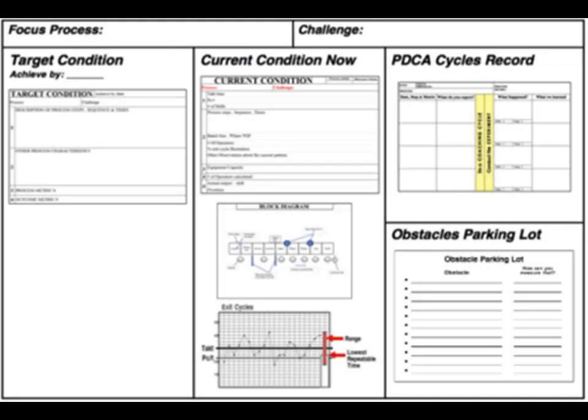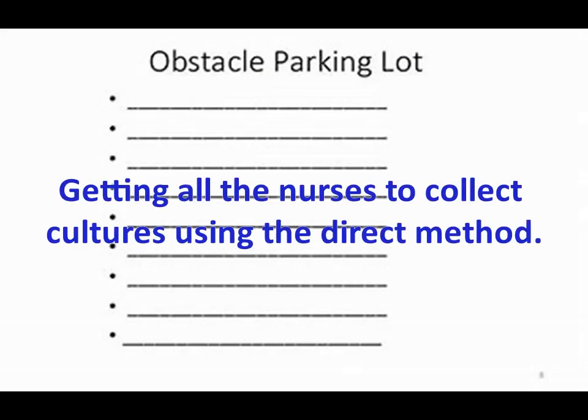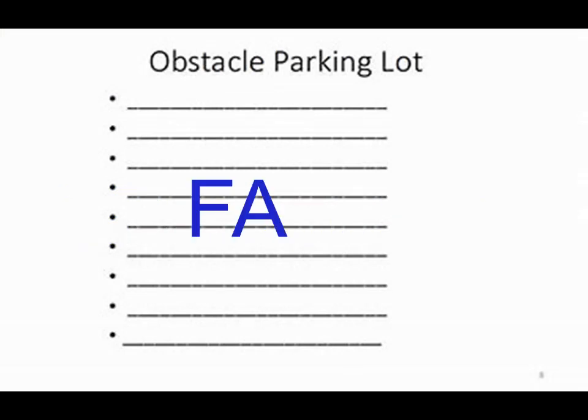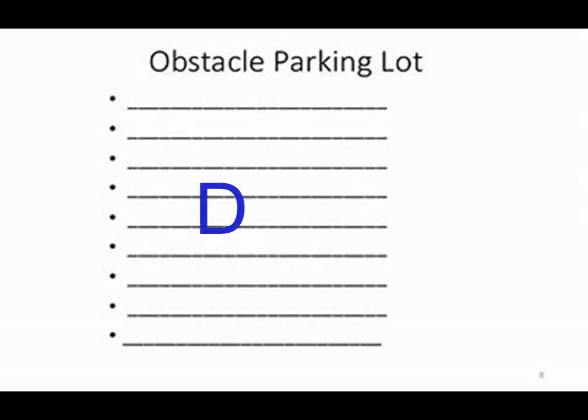So let's look at an example. Our target condition is going to be that our blood culture contamination rate is less than 2%. The following is an example of a current obstacle: getting all the nurses to collect cultures using the direct method. So let's determine the fact from that obstacle. One way we could represent the fact is by stating our standard to collect blood cultures is using the direct method.